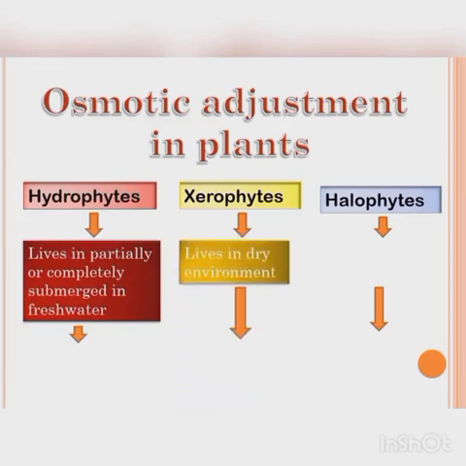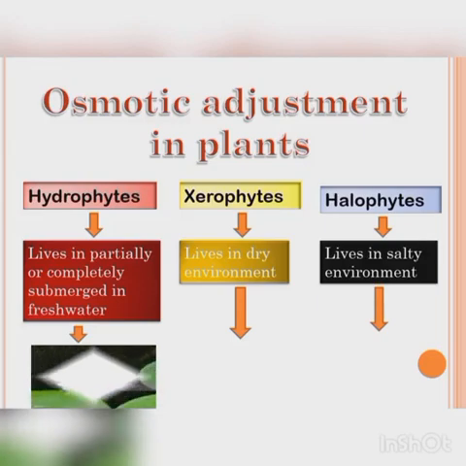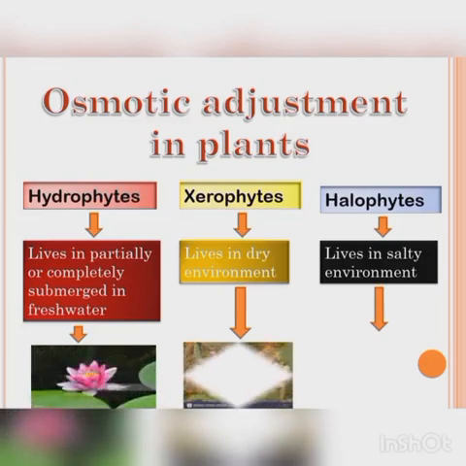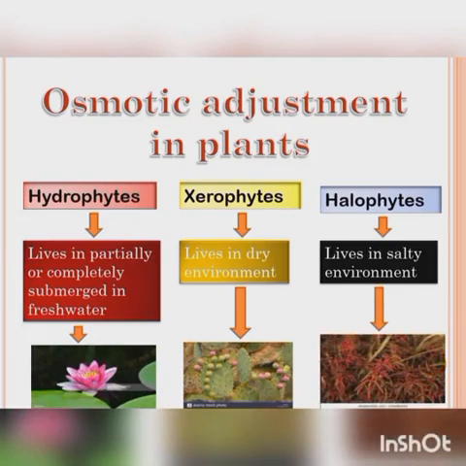Xerophytes are the plants which live in dry environment, and halophytes are the plants which live in salty environment, for example in the oceans or near the salty places, for example salty deserts. This is the example of hydrophytes, this is the example of xerophytes, and here is the example of halophytes.